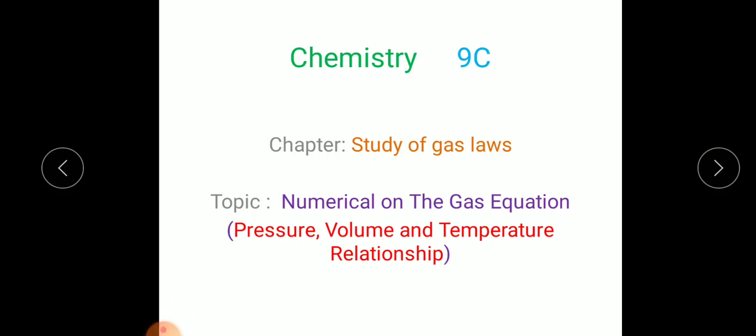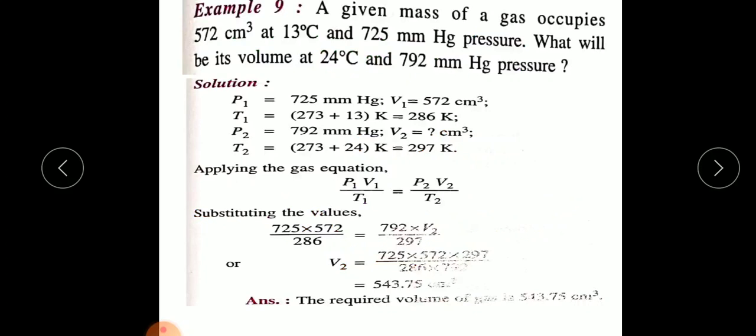So we came to know that standard temperature is 0 degrees Celsius, which in Kelvin scale is 273 Kelvin, and standard pressure is 760 millimeter mercury or 76 centimeter mercury, or it is equal to 1 atmosphere. Now today we are going to see the numericals based on that gas equation.